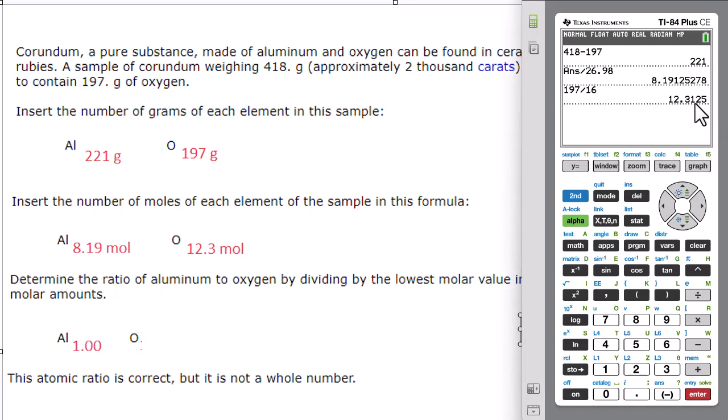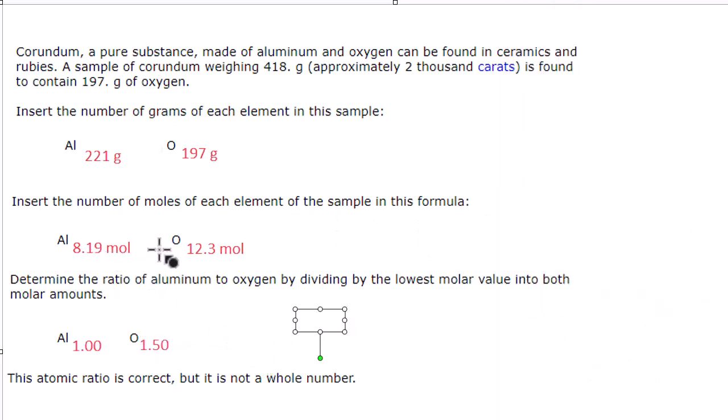12.31 moles of oxygen. I'll just divide that by my 8.19, and I'll put the extra fourth digit in just to get a little bit more accuracy, and no need for any more than that. 1.5. Yes, that makes sense. 8 to 12, and 1 to 1.5. So there is indeed more oxygen.